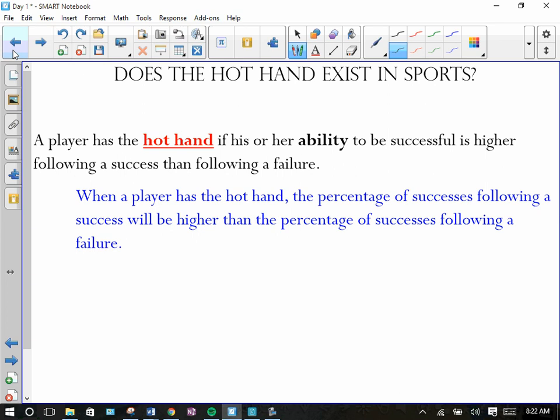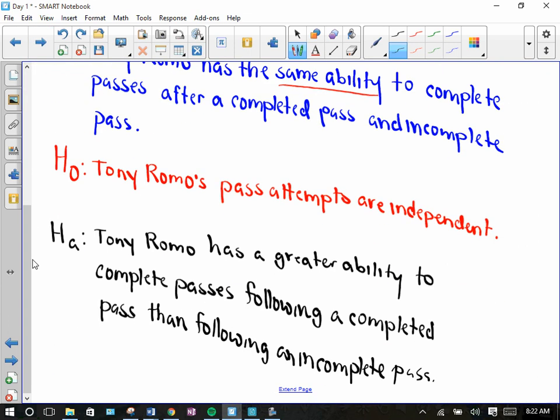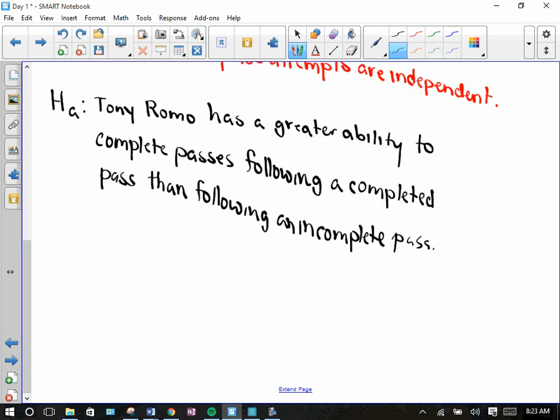A player has the hot hand if his or her ability to be successful is higher following a success than following a failure. So let's go back and look at this. Did we just say that Tony Romo has a greater ability to be successful following a successful pass attempt than following an incomplete pass? Yes. So a nice, easy way to write our alternative hypothesis would be Tony Romo has the hot hand.